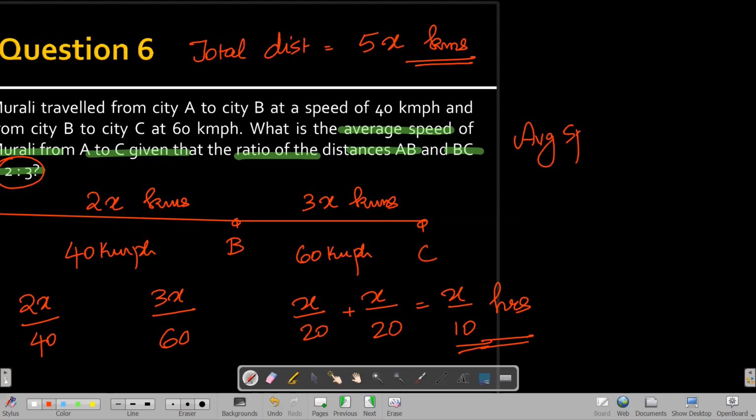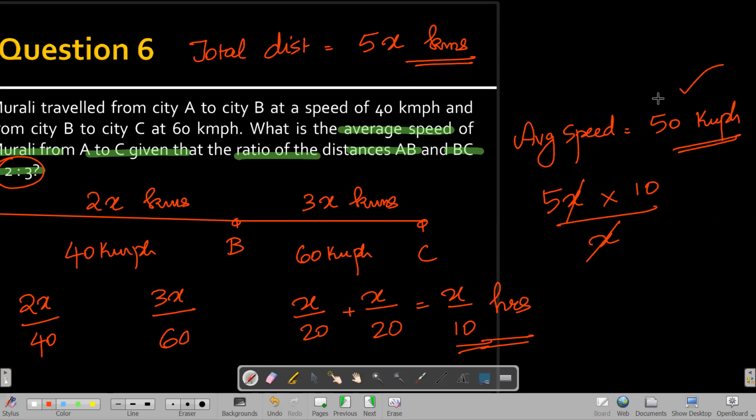So the average speed is equal to total distance traveled, 5x, divided by total time taken, that is x upon 10. You know that division is nothing but multiplication with the inverse. So 5x into 10 upon x. Okay, x and x will cancel off. So you will get the average speed in this case as 50 kilometers per hour. And this will be the final answer for our question.